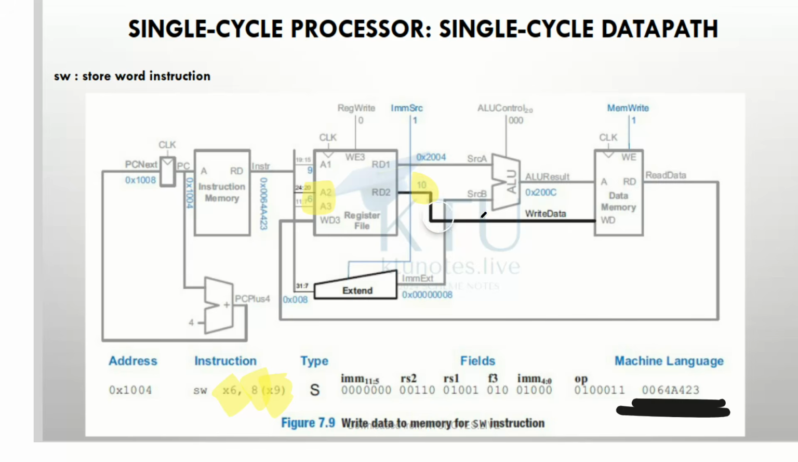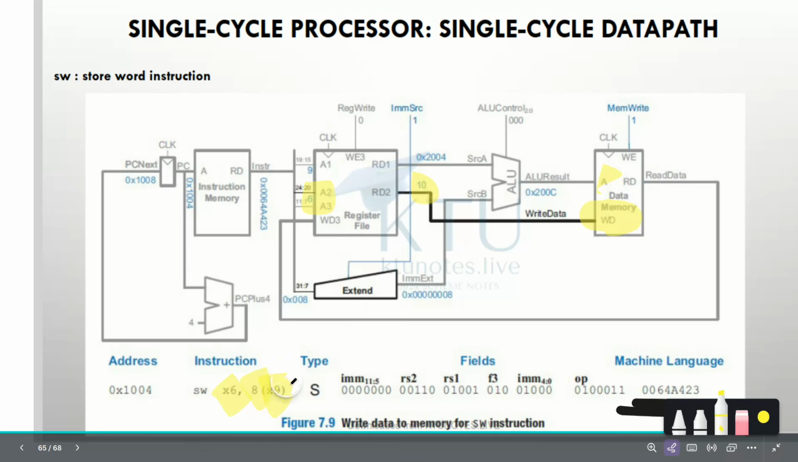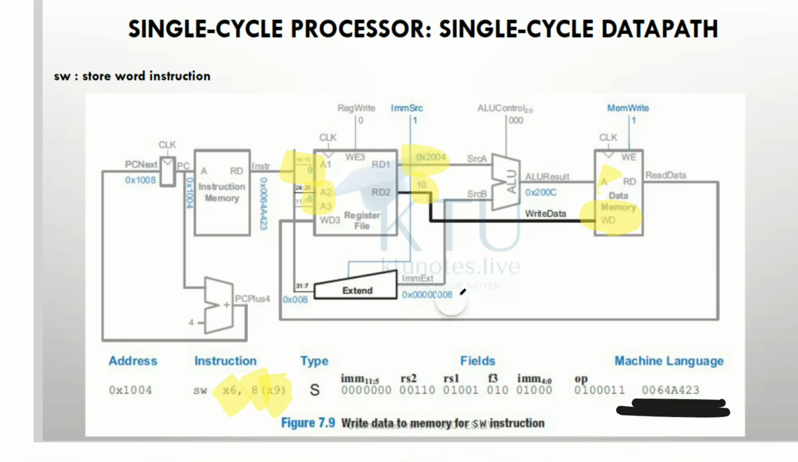That 10 I have to write to the memory. I go to this WD, the write data section where the data I have to write in the memory is present, and this is the address location. The address is this 9, and 9 plus 8, this immediate extent would give us 8. 9 plus 8 would be this A, and in that A I have to write this data 10.